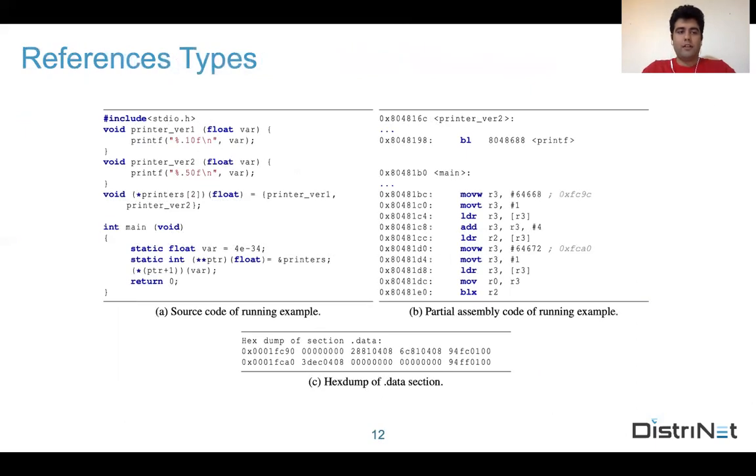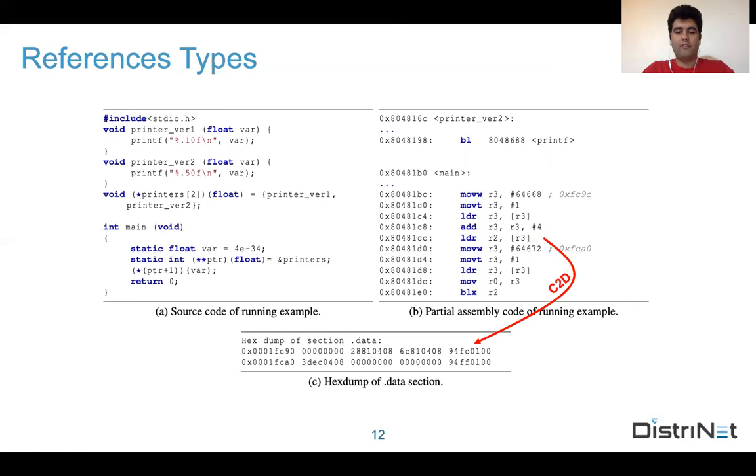For handling these problems, we need to first classify the references in one application. As you can see here, we have an application which has two printer functions, and in the main function we call one of these printers to print a string. And you can see in the assembly code of this example that we have a pointer to the data section.